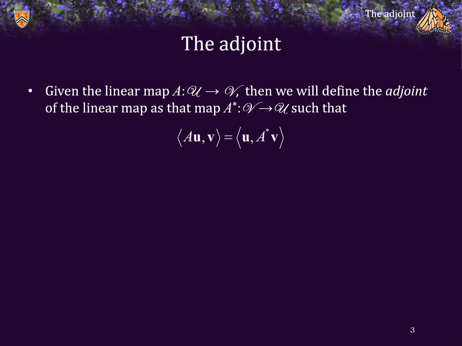Now, given a linear map A that takes a vector space U to a vector space V, we will define the adjoint of that linear map to be the linear map A star mapping V onto U, such that the inner product of A times u and v is equal to the inner product of u and the adjoint times v.